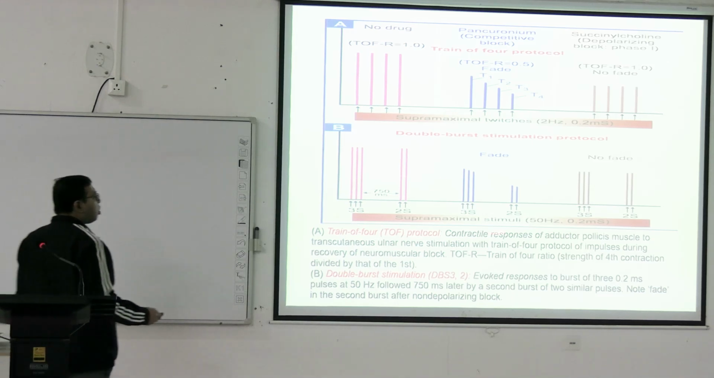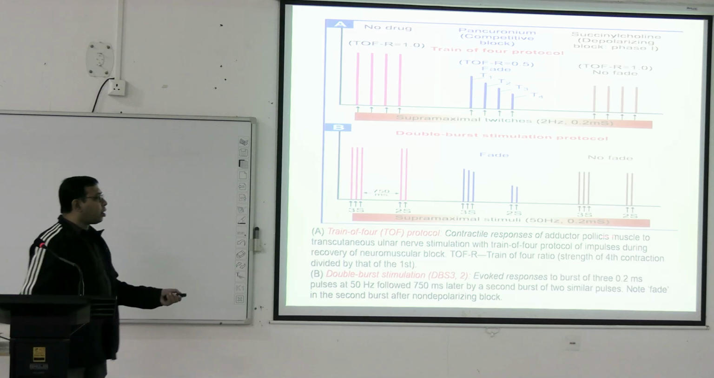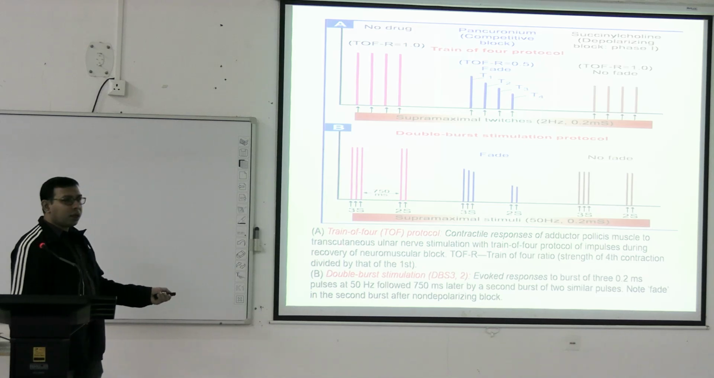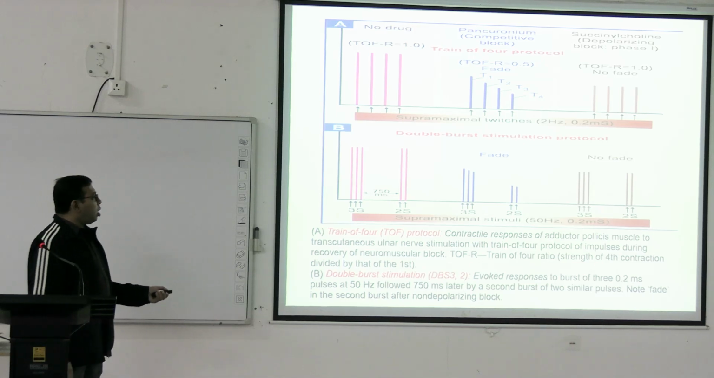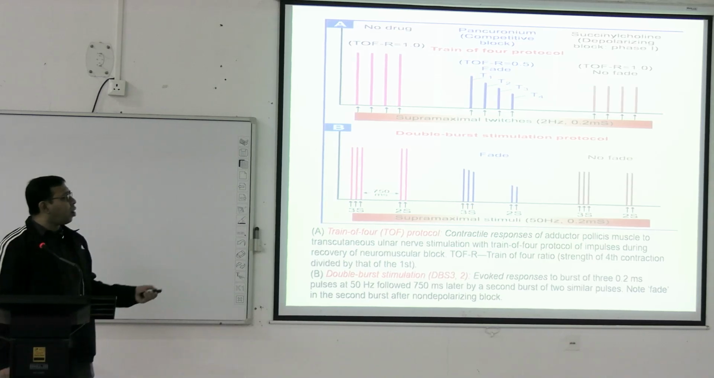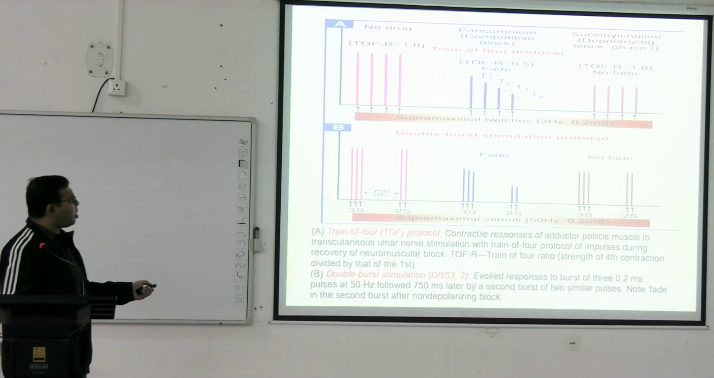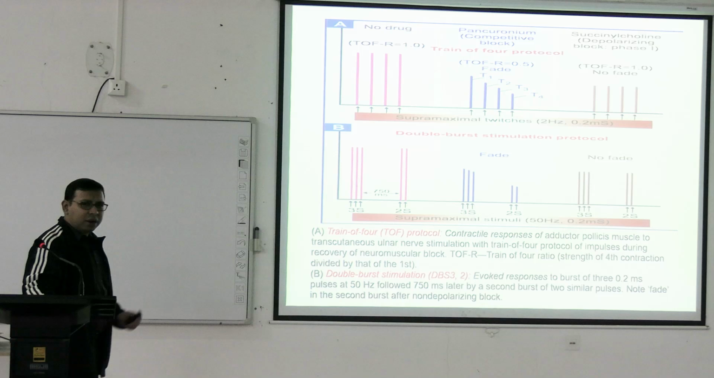This is another. So contractile responses of the adductor pollicis muscle to transcutaneous ulnar nerve stimulation with train of 4 protocol. Usually it is given. This is another protocol, double burst stimulation protocol. Again the similar thing is seen, but details are not required.